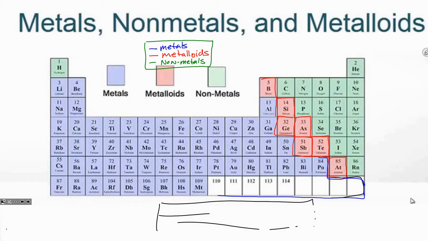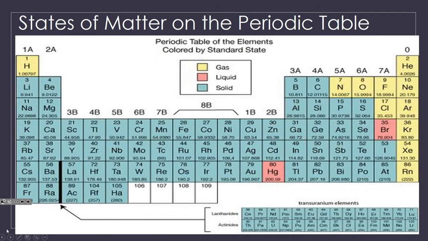All right, last time: boron, silicon, arsenic, tellurium, and astatine. That's your staircase. The supporting ones are germanium and antimony. Those are your metalloids. Now, as we go on the periodic table, there are only two that at room temperature are liquid. Only two that are liquid.